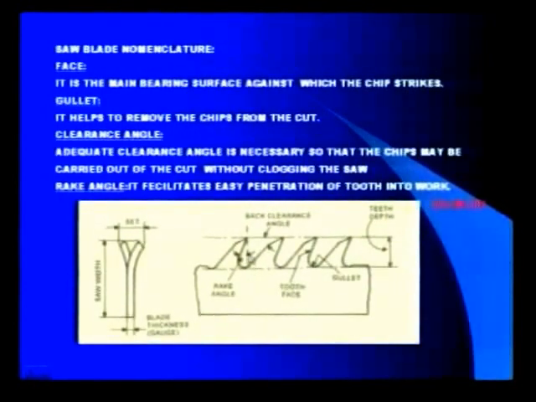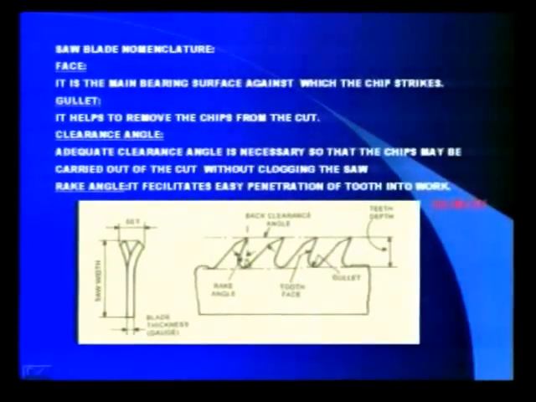Clearance angle. The adequate clearance angle is necessary so that the chips may be carried out of the cut without clogging the saw. Rake angle. It facilitates easy penetration of tooth into work.